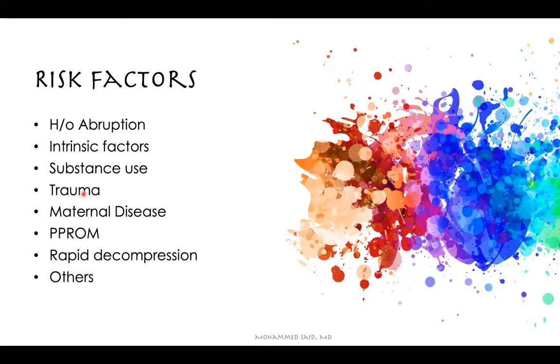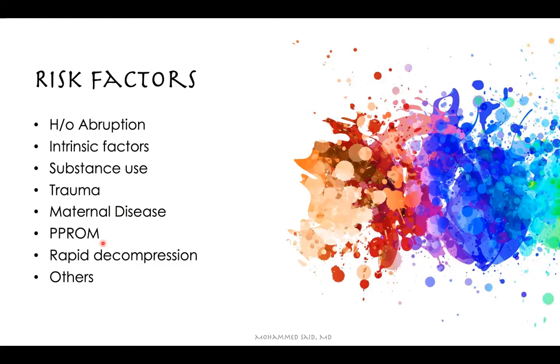Other risk factors are maternal diseases, like hypertension, hypothyroidism, asthma, all this stuff. Then PPROM, the preterm premature rupture of membranes. Placental abruption complicates 2 to 5% of all cases of PPROM, especially if there's chorioamnionitis or oligohydramnios. But the question I cannot answer is if it's a result or a cause, because it can go either way.